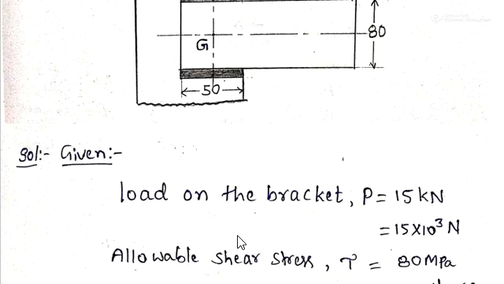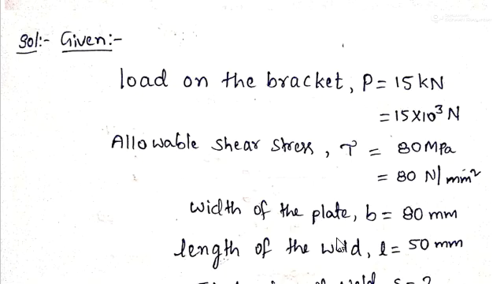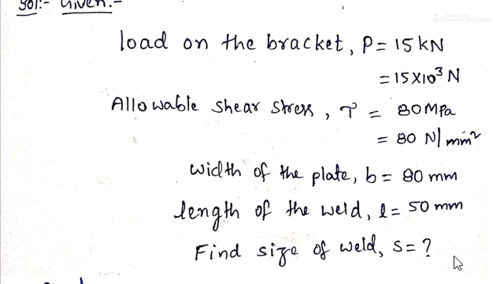So if you see the given data, load on the bracket is 15 kilonewtons, that is 15 into 10 to the power of 3 newtons. Allowable shear stress is 80 megapascal, that is 80 Newton per mm square. Width of the plate or bracket is given as 80 mm and length of the weld is 50 mm. We have to find out the size of the weld.